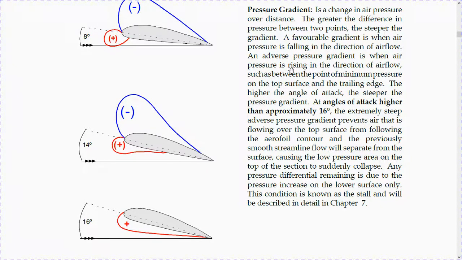So an example here, such as between the point of minimum pressure on the top surface and the trailing edge. The higher the angle of attack, the steeper the pressure gradient. At angles of attack higher than approximately 16 degrees, the extremely steep adverse pressure gradient prevents air that is flowing over the top surface from following the airfoil contour.